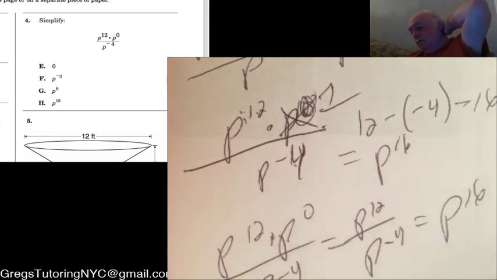All right? So this one was kind of a no-brainer as well. So 4 would be H. All right?